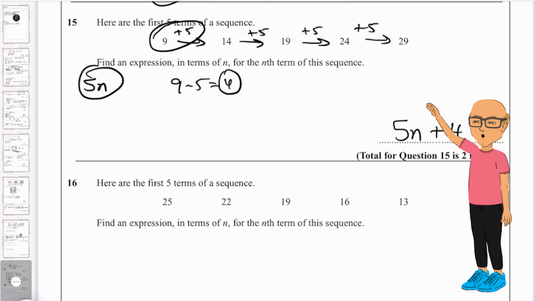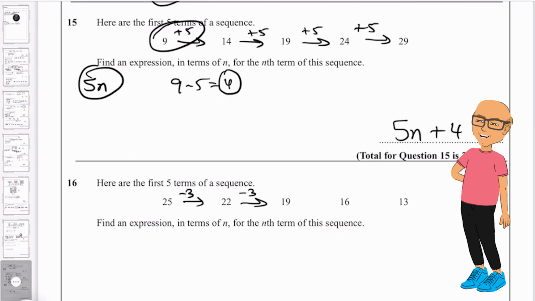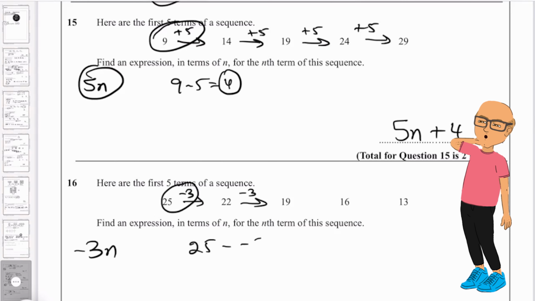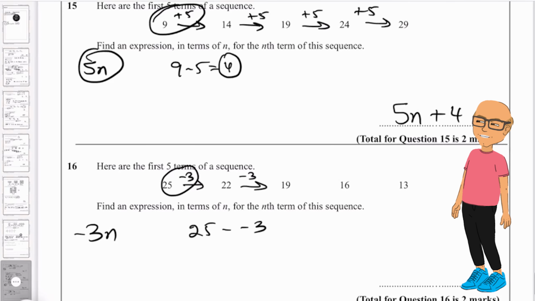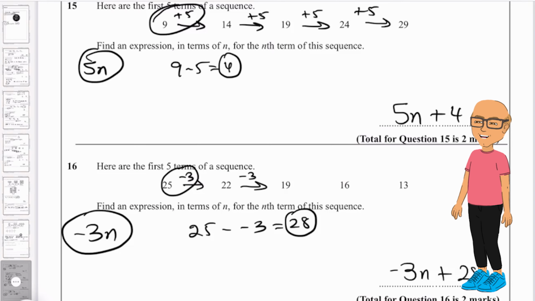Similarly to question 16, we'll find the difference of all of these, which is again going to be minus 3. So we now know it's going to be minus 3n. And then we find our difference, which is 25 minus 3. Now we know that 2 negatives give us a positive, so that will give us 28. And we can put that together to get minus 3n plus 28.